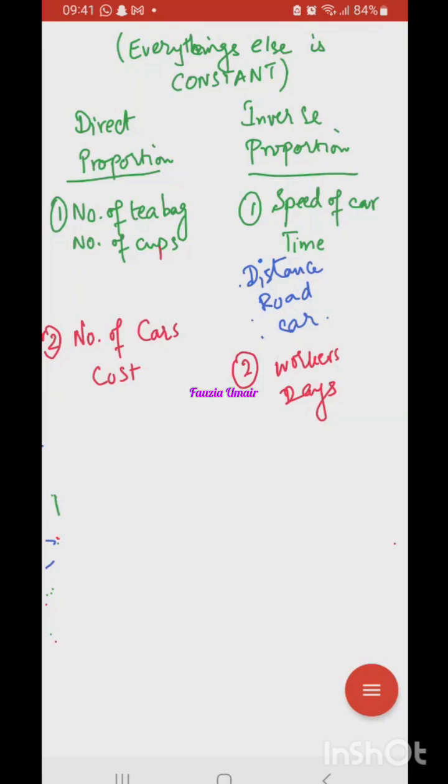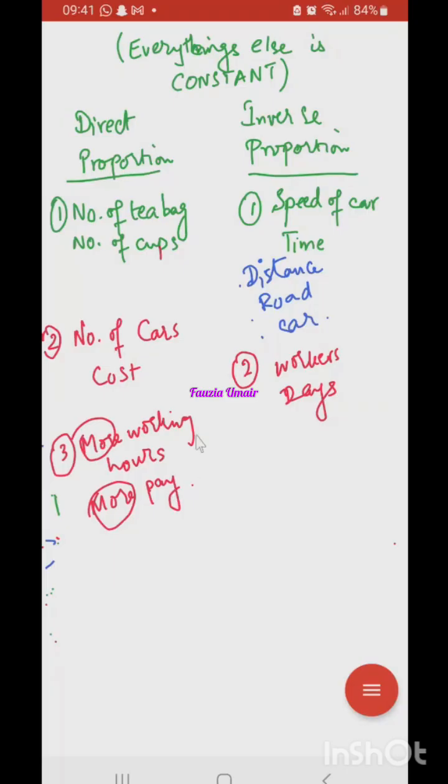I have an example of direct proportion. For example, we are working somewhere, and the more we work, the more we get paid. That's right. So let's say working hours: more working hours, more pay. Less working hours, less pay. So actually, working hours are compared with pay. That's excellent.